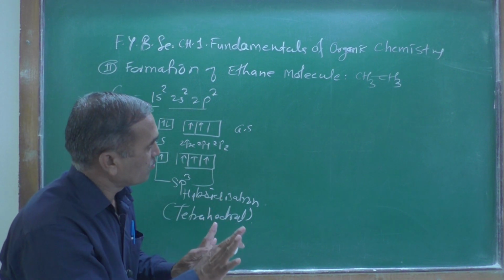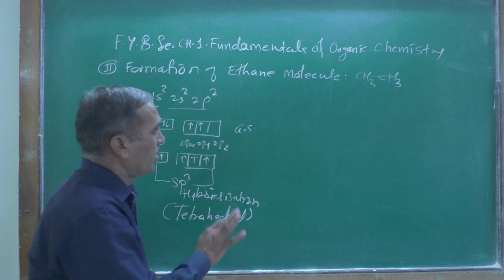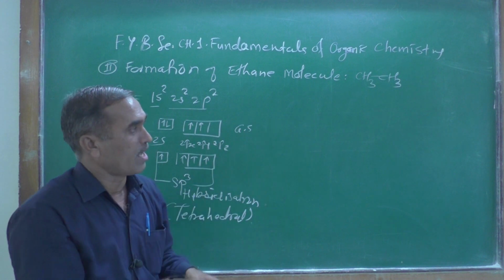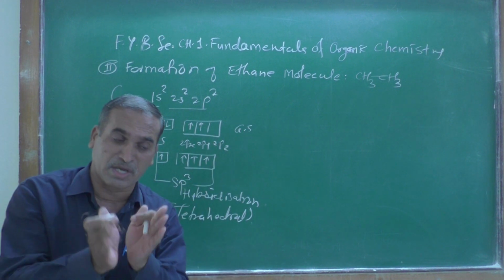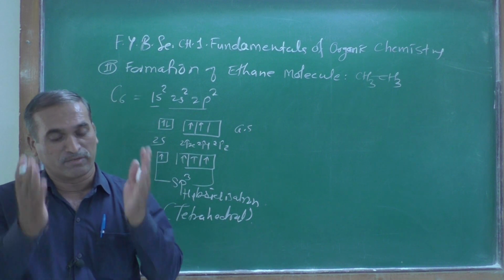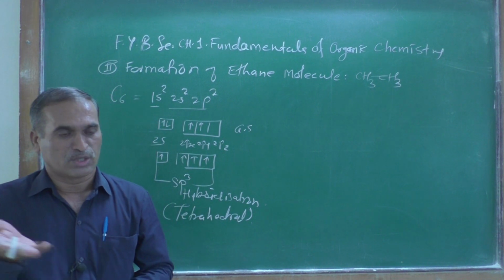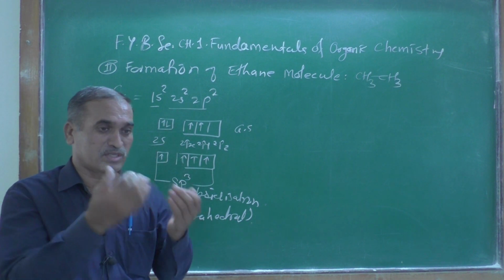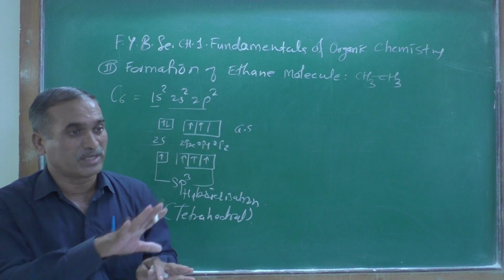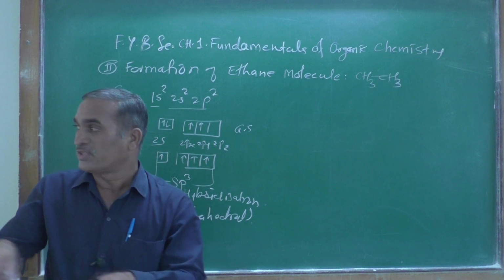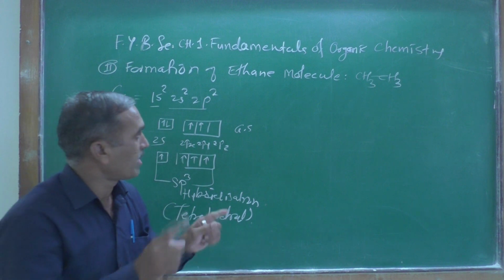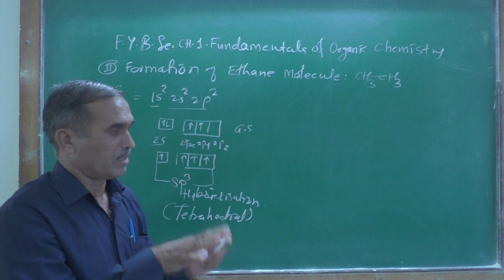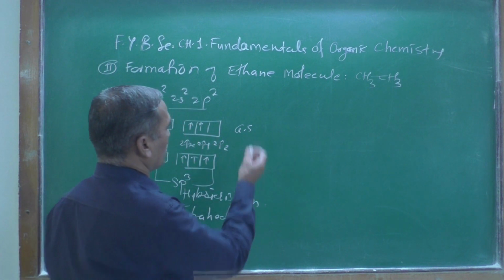Now yesterday we saw the methane molecule. s orbitals are spherical in shape, and p orbitals are dumbbell in shape. You might remember from your school days, in PT lectures there is a dumbbell. The dumbbell has 2 lobes, and that is the shape of the p orbital.